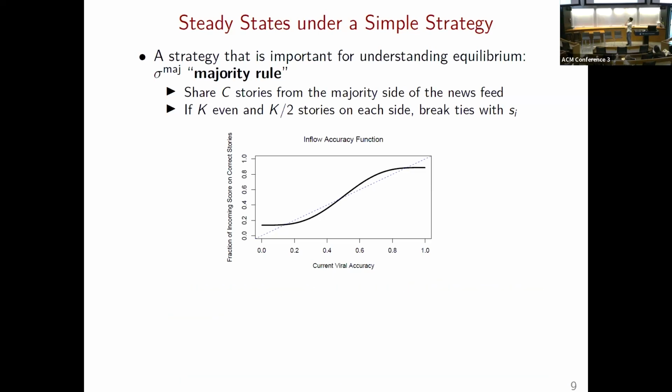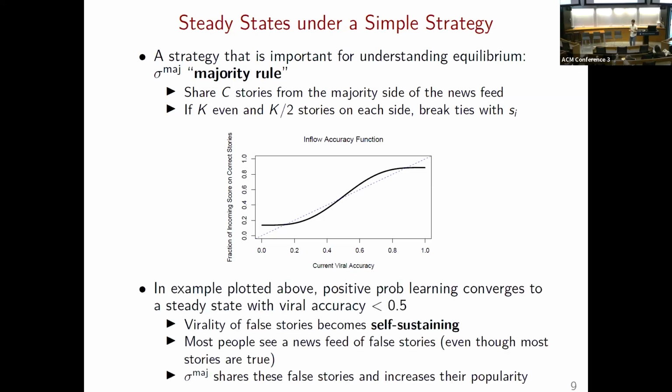There's one in the top right where things are good, the viral accuracy is high, people are mostly seeing and continuing to share correct content. But there's another one in the bottom left where the viral accuracy is below 1/2, and so mostly people are sharing wrong content. The intuition is that these false stories are becoming self-sustaining. Most people see a newsfeed that has mostly false stories, even though most of the stories on the platform are true, because the false stories are more popular.